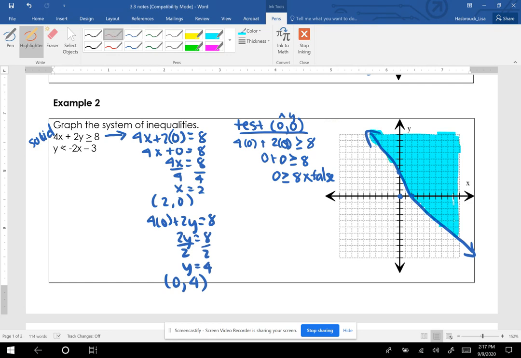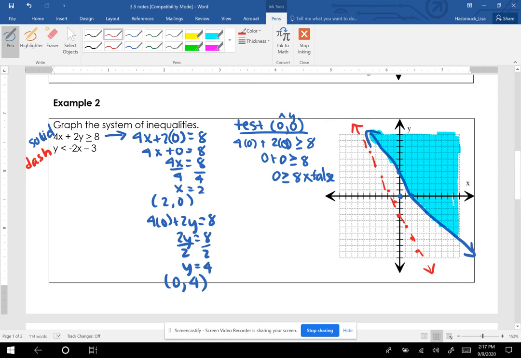Now I'm going to follow the same process for the next line. The next line is dashed. I don't have to rearrange it. My y-intercept is negative 3. My slope is negative 2. I'm going to go both directions when I plot this. And this is a dashed line.